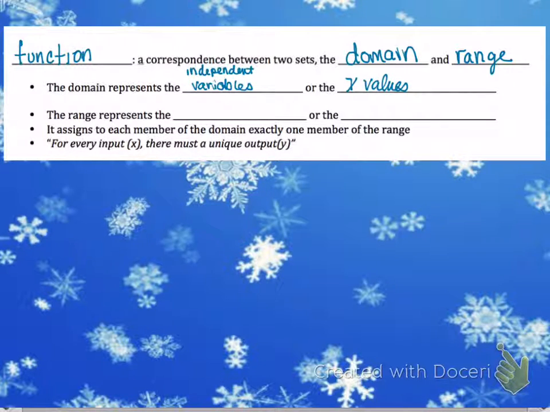That's our input. And our range is our dependent variables, or our y values, or what is typically our output.